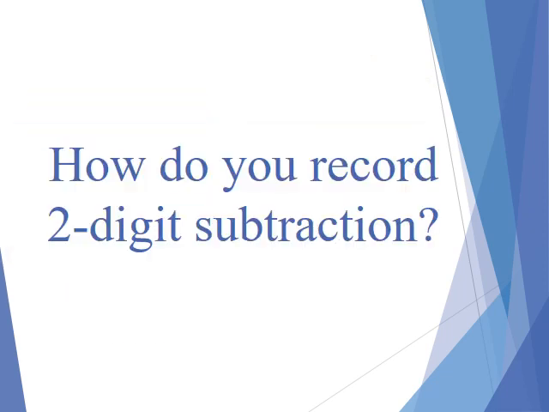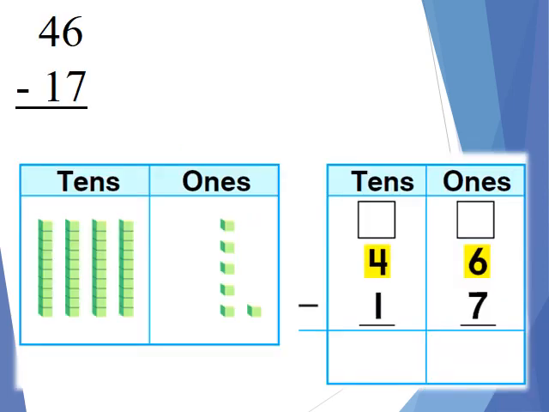Now how do you record two-digit subtraction? Let's look at how to record subtraction. We want to solve 46 minus 17. Let's look at a model of the problem as we record the subtraction. The number we start with is 46. 46 has 4 tens and 6 ones.